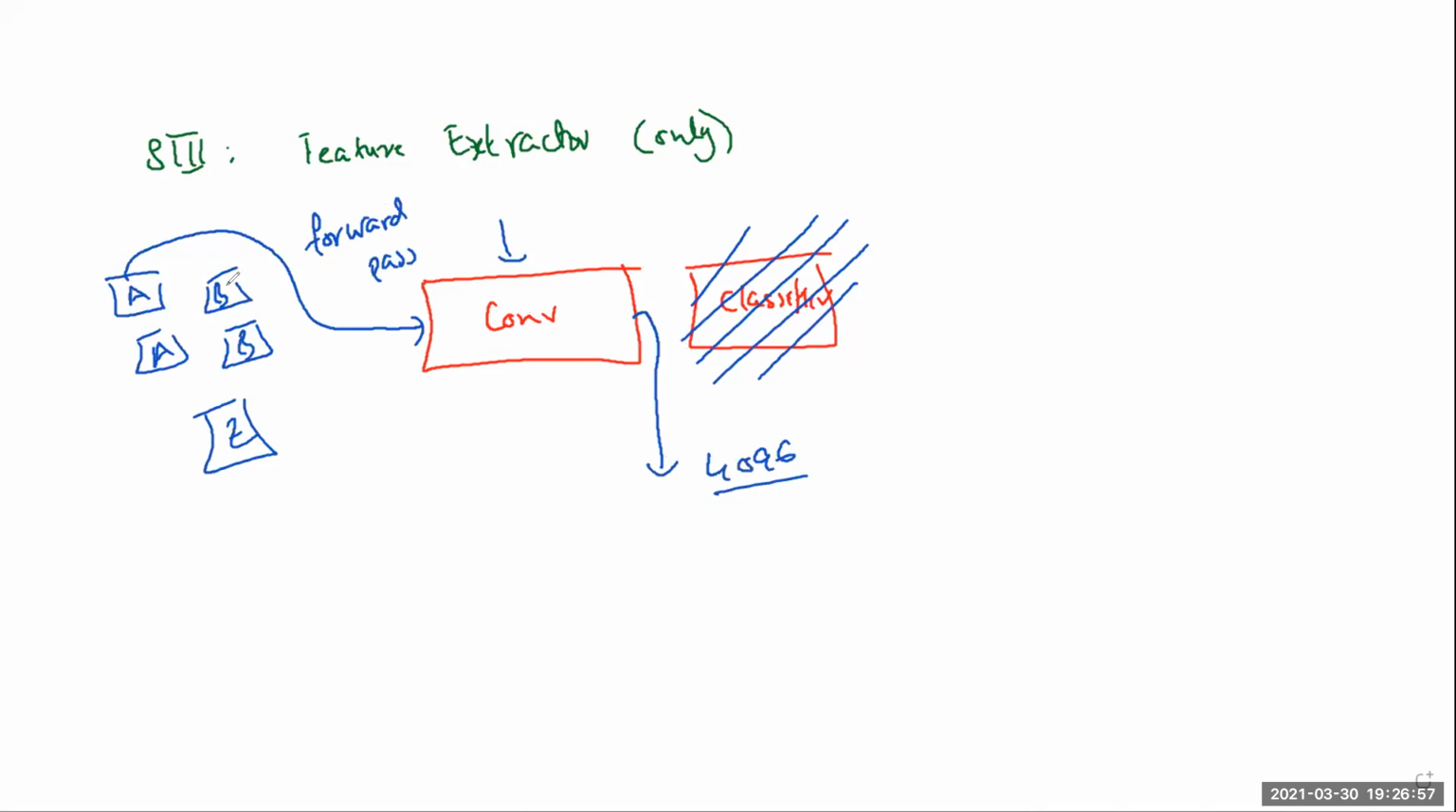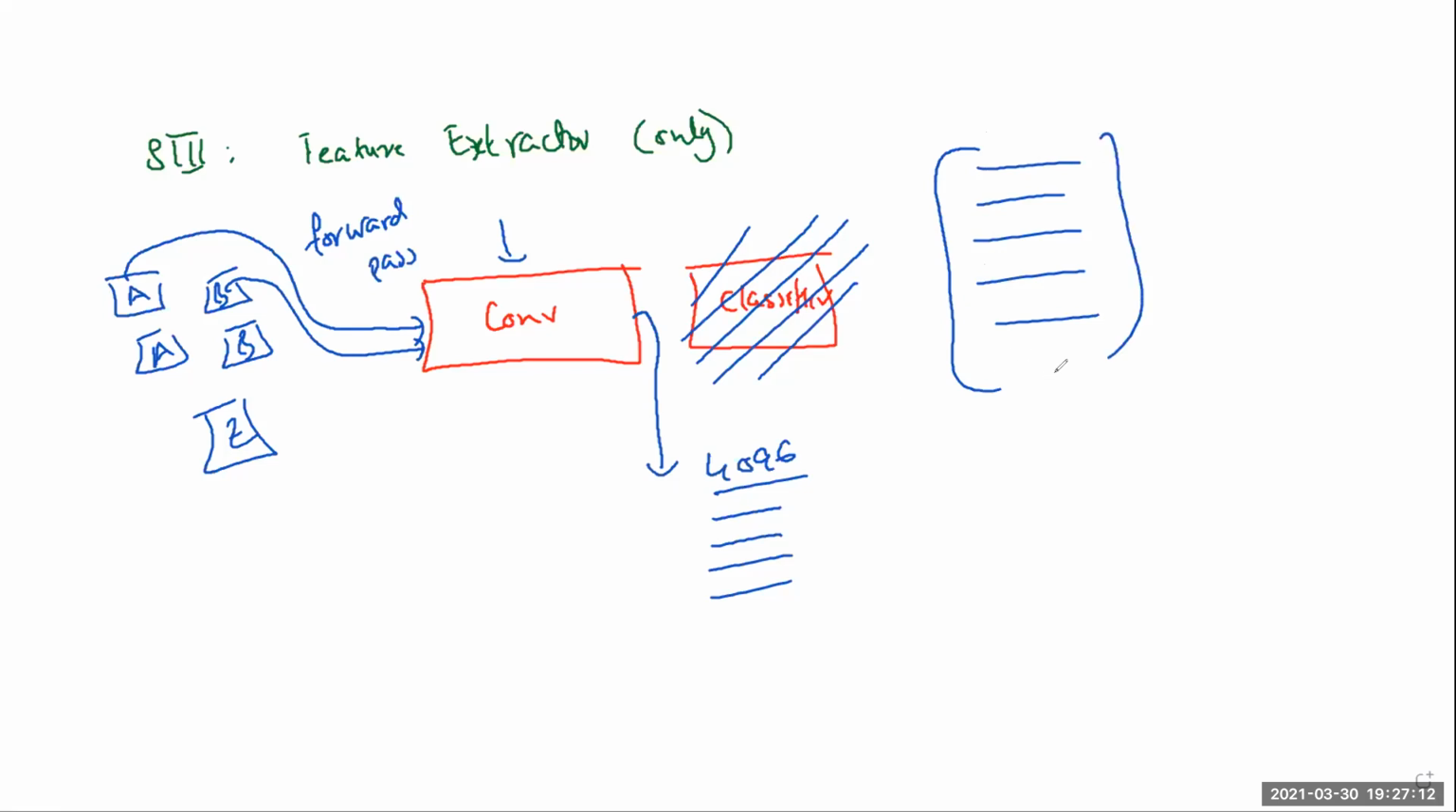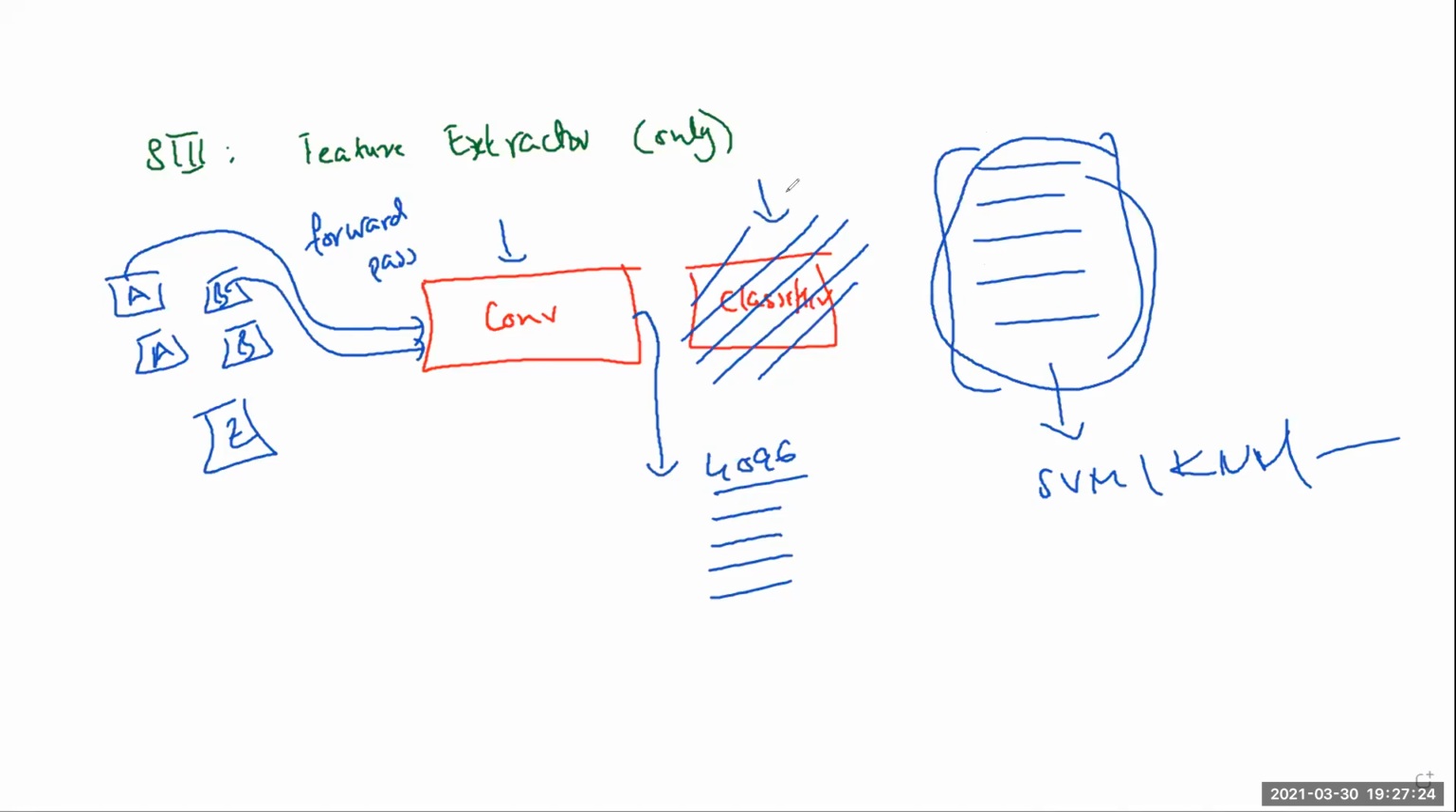So you pass every image to this trained model and every image is mapped to a feature vector. So now suppose you have 1 million images in your data set. Every image is now mapped to a feature vector. You have data like this. Now you can use any classifier, maybe SVM or KNN or any other machine learning classifier, by using these features, okay? Rather than using this part of the network to classify. So in feature extractor only, what we are doing is using a forward pass of a trained network.